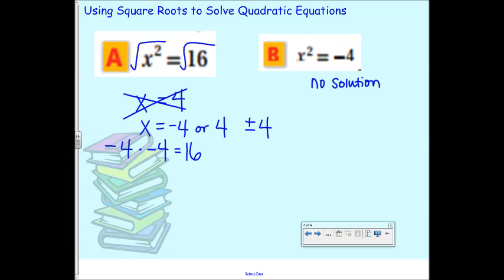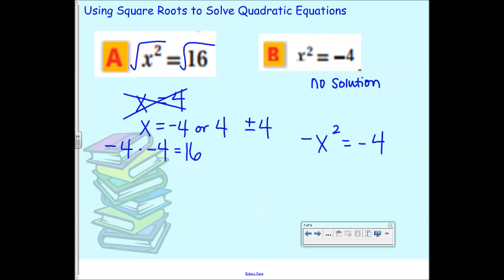What if this were negative x squared equals negative 4? Then what could you do? Right now, this would work, but what do I have to do first with that negative sign? Get rid of it? How do you get rid of a negative sign here?